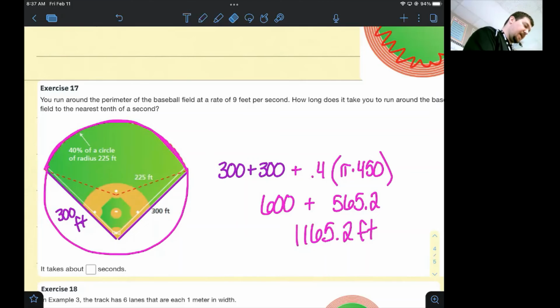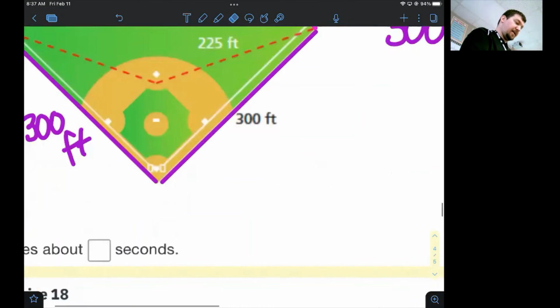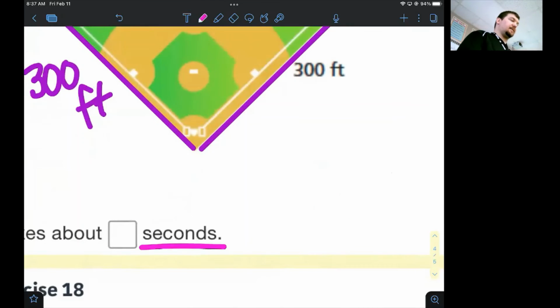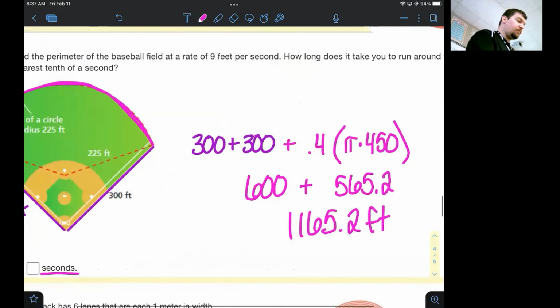1,165.2 feet. Okay. Now, before you start typing answers in, that's not what our final answer is going to be, because our final answer, you can see here, is labeled in seconds. Remember, they wanted to find out how long it was going to take us to run around the field. Now that we know how far that distance is, and we know our speed is 9 feet per second, every second that goes by, we're going to have traveled 9 feet.